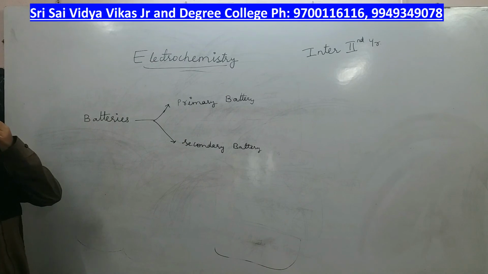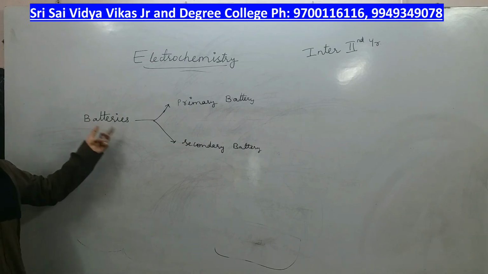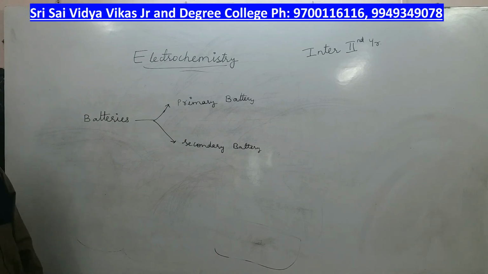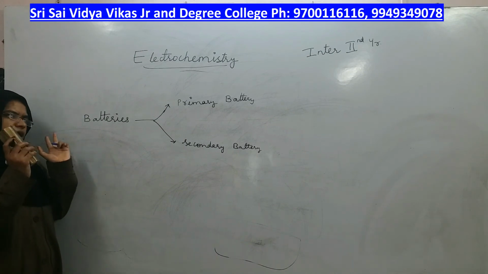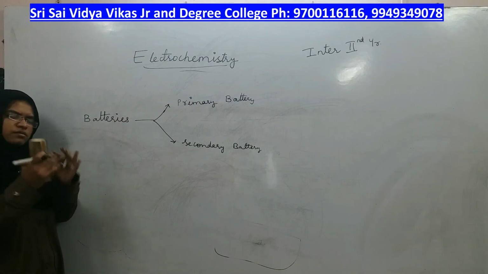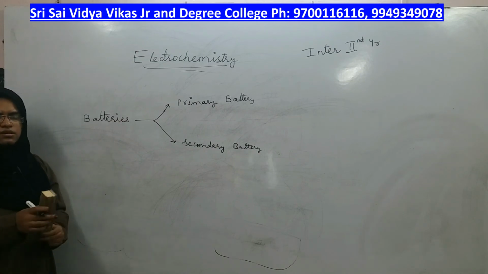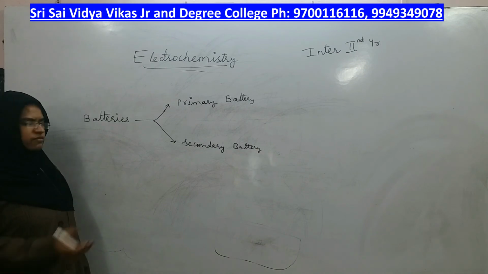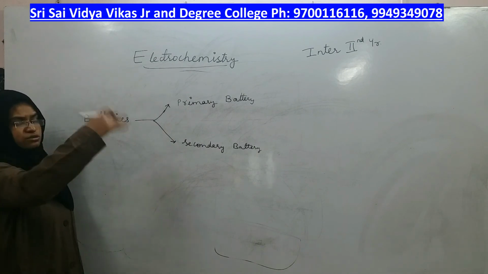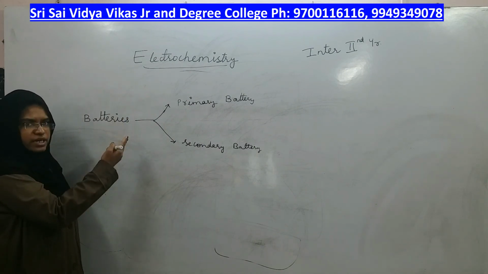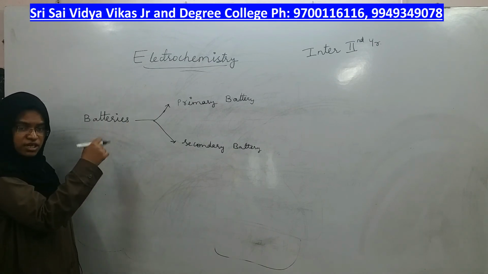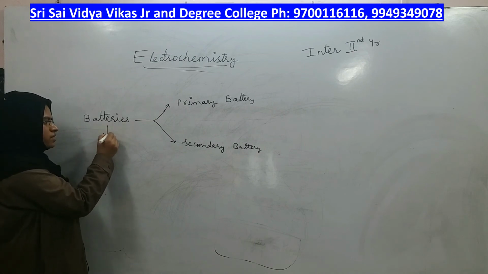The next topic in electrochemistry is batteries. Whatever we have seen in electrochemistry till now, you have to apply by taking any two combinations, make it start working and use it in our daily life. That is nothing but a battery. Applying electrochemistry in our daily life is called a battery. That is not the definition, I am just explaining what a battery is.